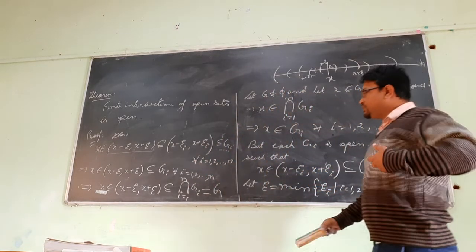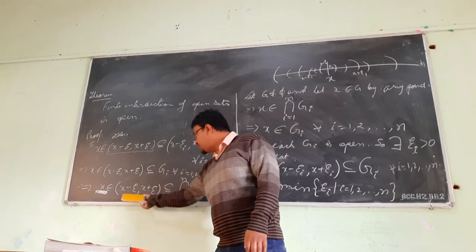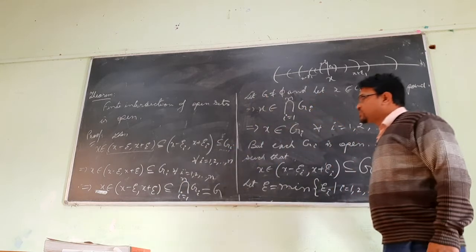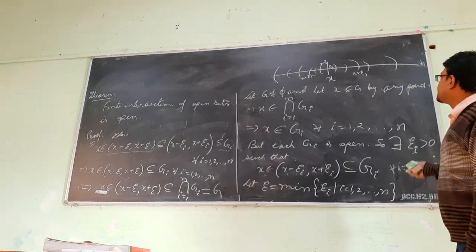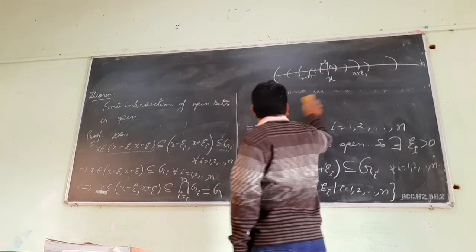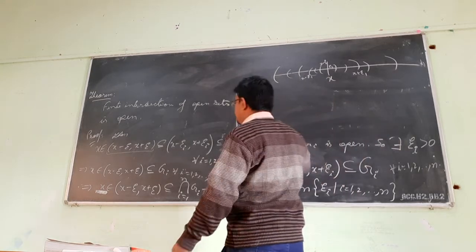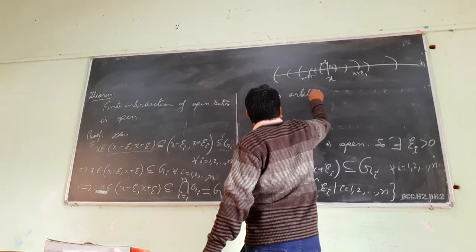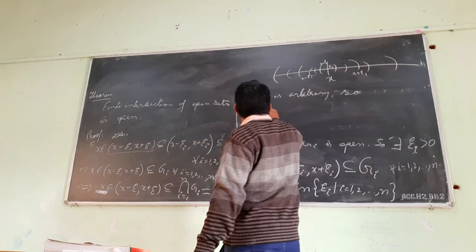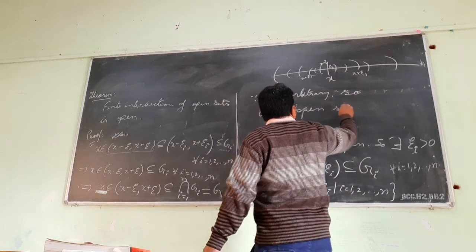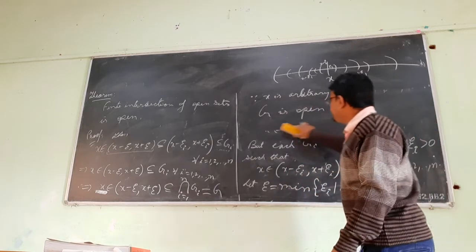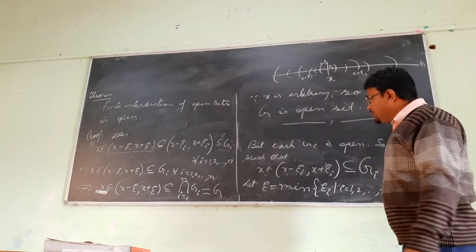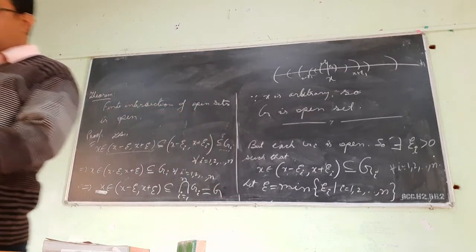So ultimately, I have got for each x in G an open interval which is a subset of G and also contains the point x. So G is an open set. So from here I can come to the conclusion that G is open. Therefore, since x is arbitrary, G is an open set. Okay, so this is the proof. Now please try to practice.